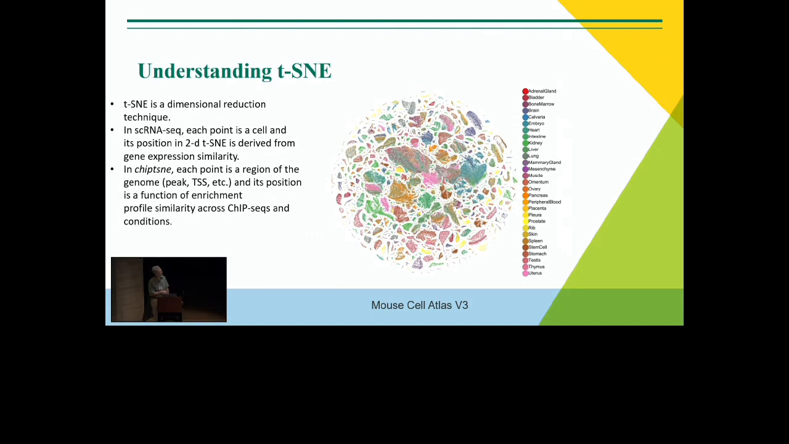This is 100 million cells in the mouse cell atlas. The dimensionality of this would be tens of thousands of genes being reduced to 2 dimensions to plot cells and identify patterns. With ChIP-tsne, what we're going to be doing is each region on the genome gets a point in the tsne space, and its position will be based on the similarity in ChIP-seq profiles.